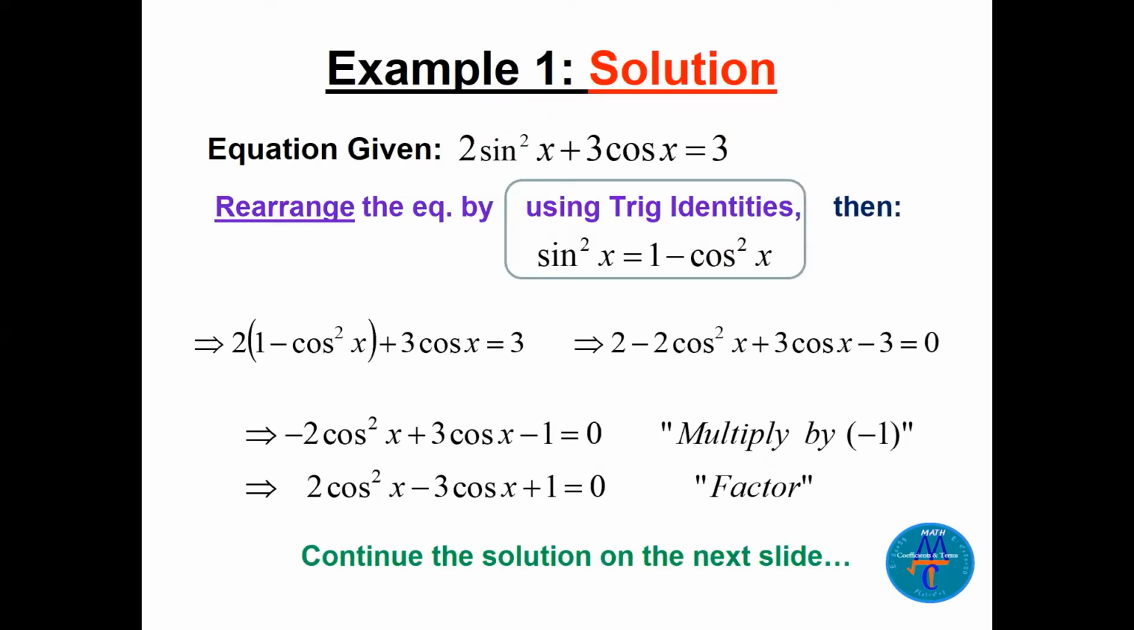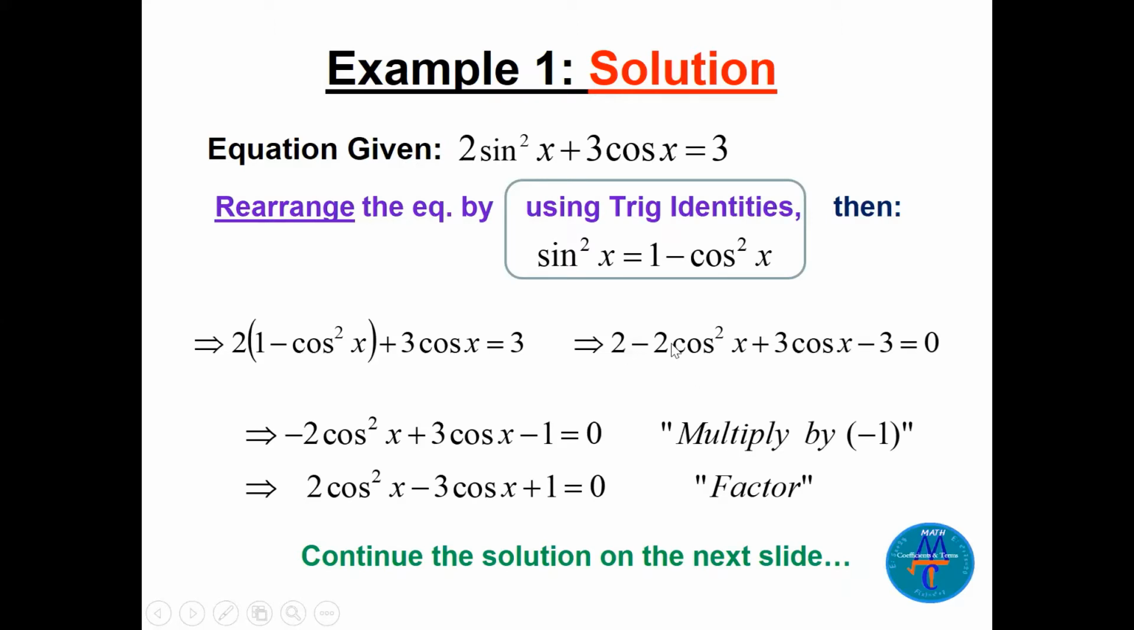So let's rearrange this equation. This is the given. Remember here, 2 sine squared of x plus 3 cosine of x is equal to 3. It's easier to change sine of x into cosine because we have a squared there. And we know this trigonometric identity, sine squared of x is equal to 1 minus cosine squared of x. So I replace that in here. See, I put it inside the bracket. 2 times 1 is 2. 2 times minus cosine squared of x gives minus 2 cosine squared of x, plus the other part. Bring 3 to the other side, is equal to 0.